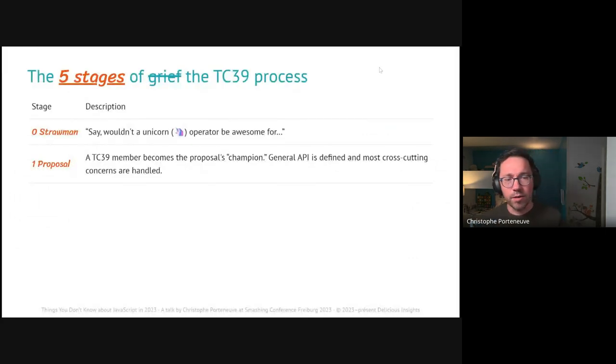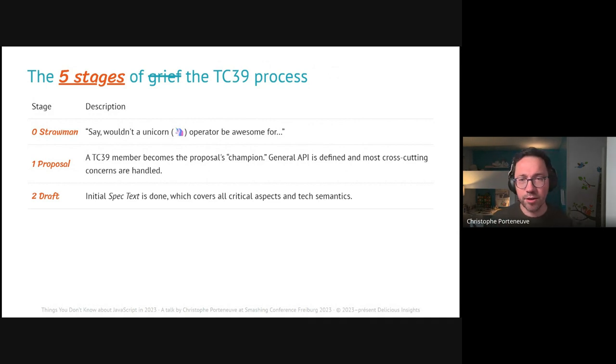Okay, so that's the proposals. Stage two is a lot harder. To go from stage one to stage two is a massive step, and it means that your entire spec text is done. You have to write the actual specification in terms of implementation in a specific format called spec text. It's all done. You've covered all the critical aspects, all the semantics. You've identified all the cross-cutting concerns, so all the impacts of your proposal on the existing API and syntax and on the upcoming API and syntax that are in the pipes as well. And you get to stage two.